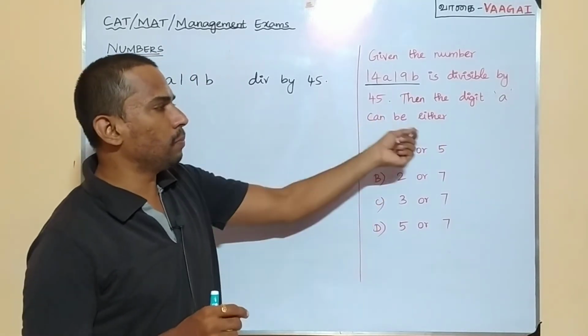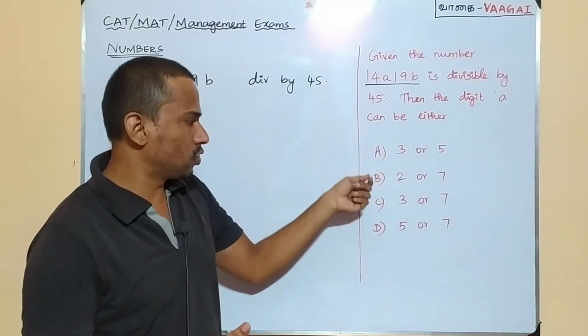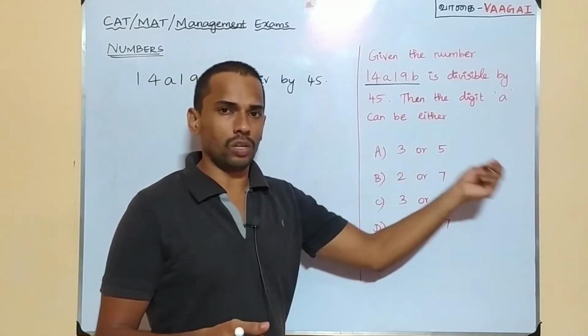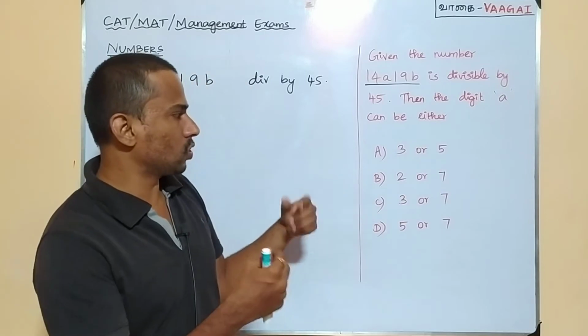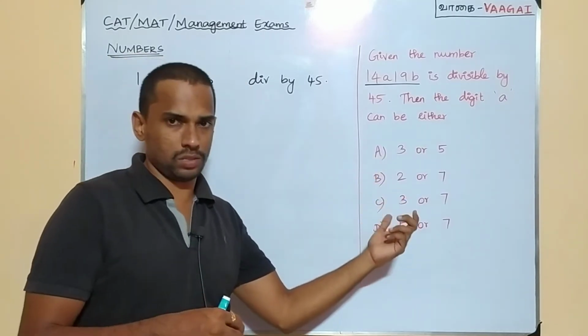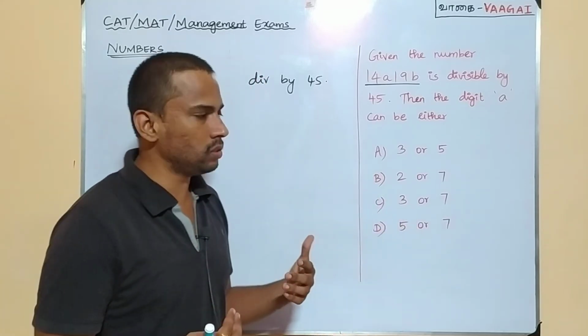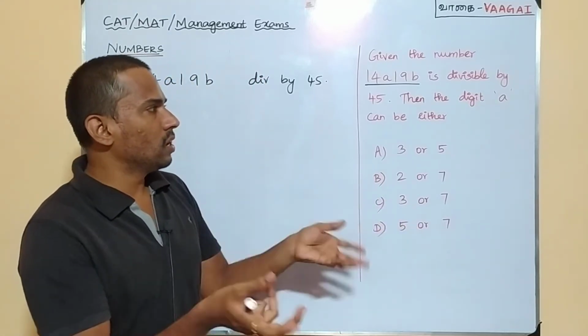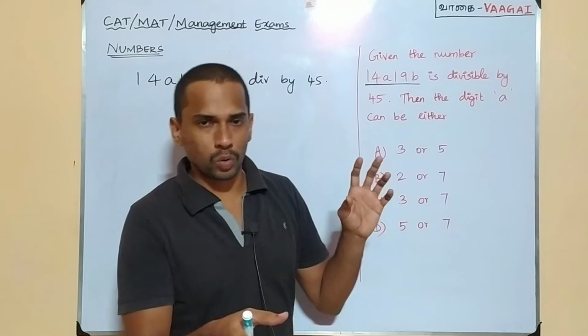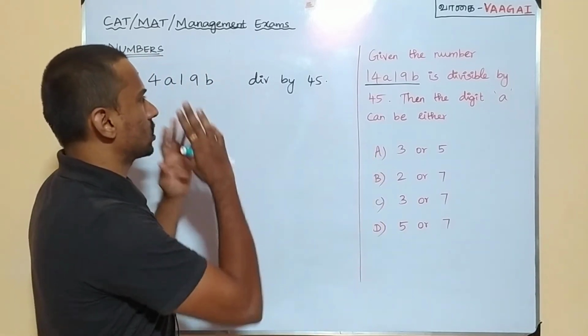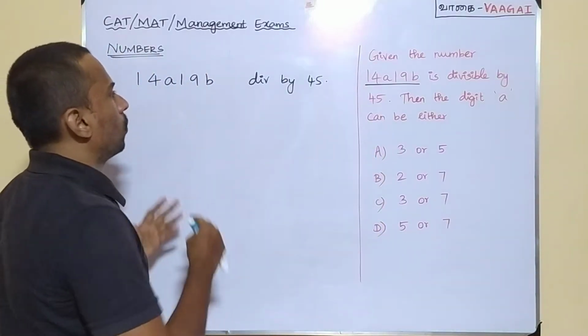The digit A can be either this or this, this or this. So in each of these options, we have got two choices. In that manner, we have the options. And we have to carefully calculate or get an approach to solve this question. Yes, let us now come back to solve the problem.